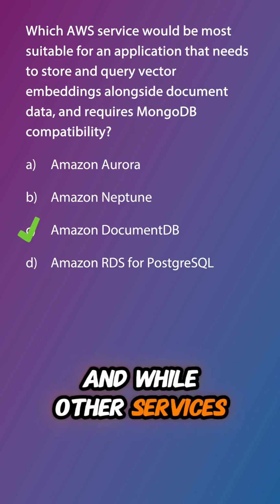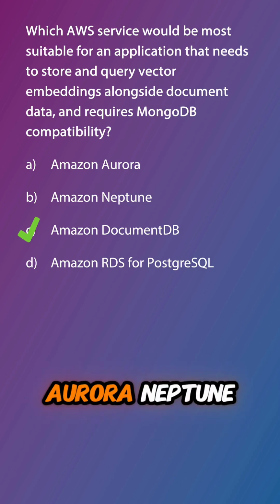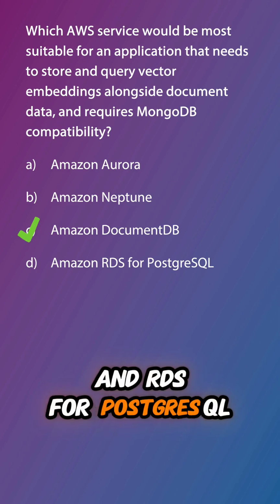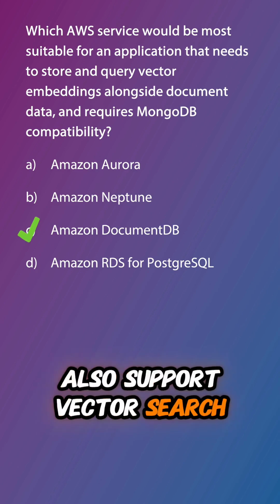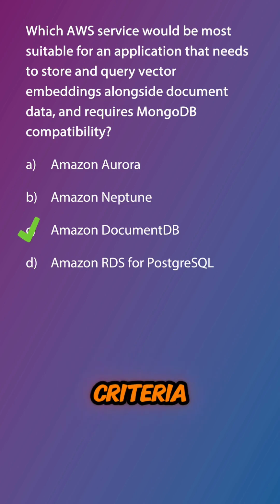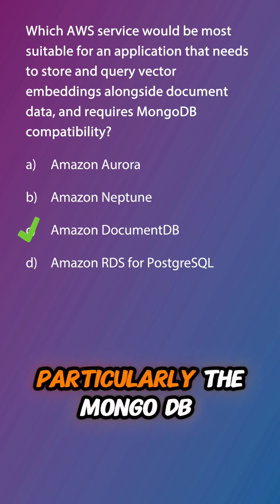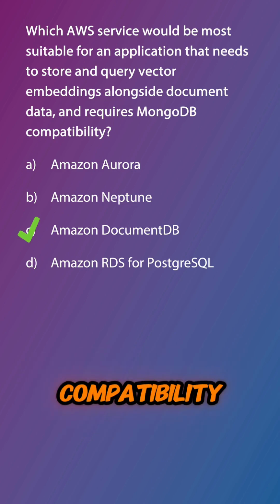And while other services like OpenSearch, Aurora, Neptune, and RDS for PostgreSQL also support vector search, they don't meet all the criteria specified in the question, particularly the MongoDB compatibility requirement.